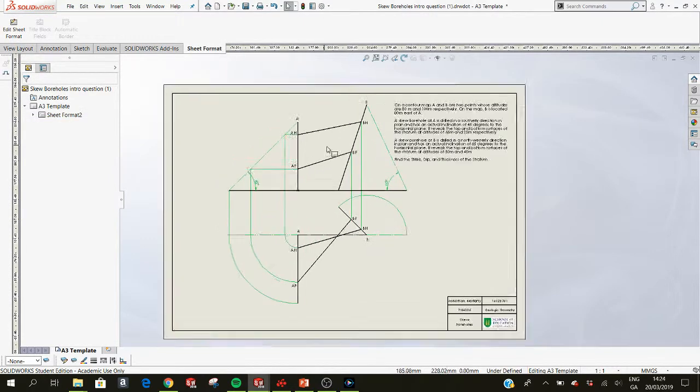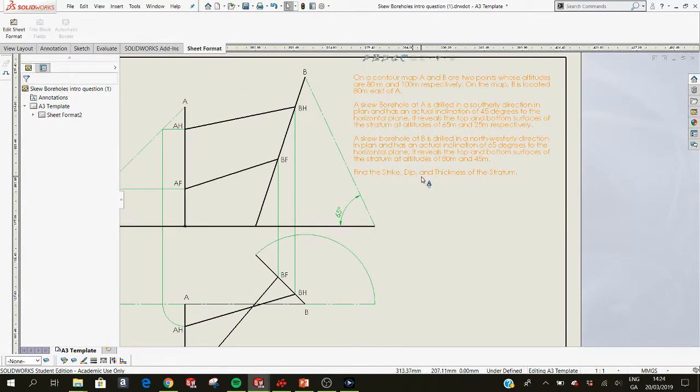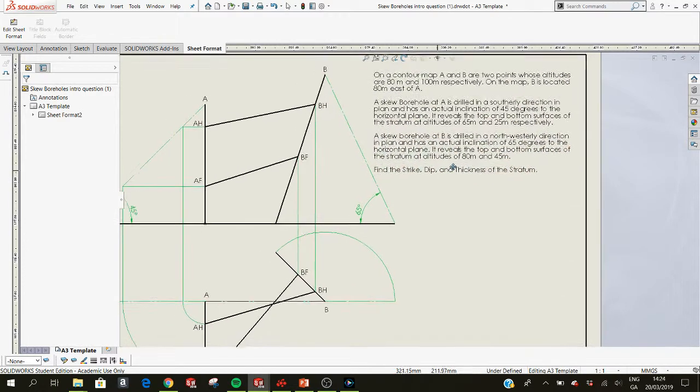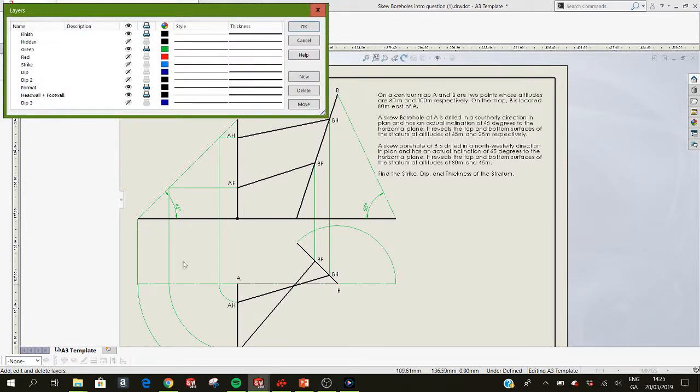So once we have our head wall and our foot wall, what must we do next? Next, we are now in a position where we can start solving our problem. So the real task behind this skew borehole question is finding our strike, our dip, and our thickness of our stratum. So we've got the head wall and the foot wall of the stratum here. So what we need to do is find the strike, dip, and thickness of this stratum. So to start off this process, what we need to do is find our strike.